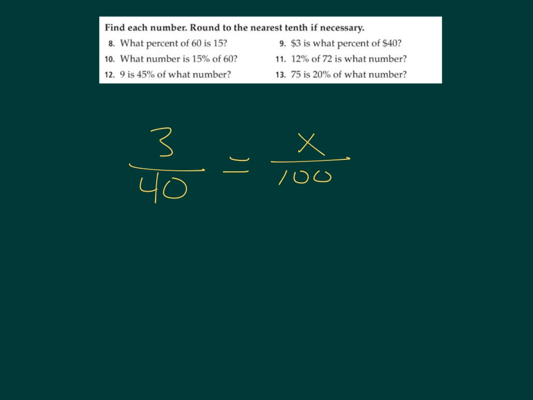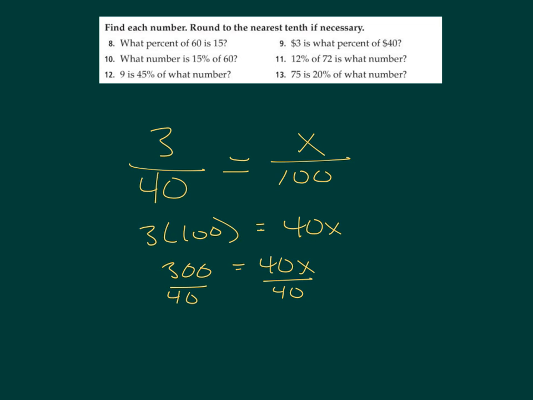I'm going to do my cross products. 3 times 100 equals 40x. 3 times 100 is 300 equals 40x. No math left on the left side to do. There's no math left on the right side, so now I need to look across the equal sign. Since 40 is multiplying x, I divide both sides by 40, and I get 7.5 equals x.